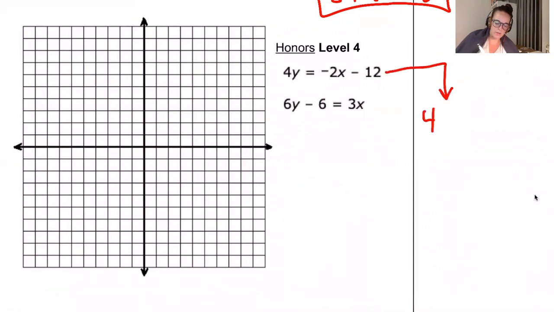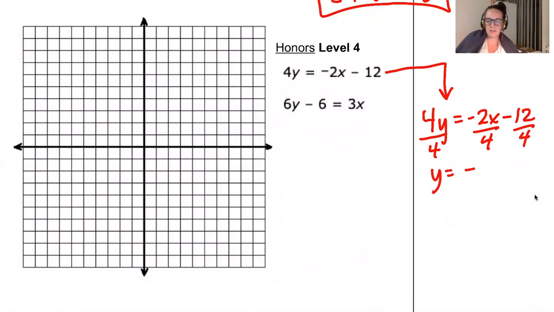So I have 4y equals negative 2x minus 12. I'm going to go ahead and divide by 4 on each one. y equals negative 2/4. I know I can simplify that to 1/2, so I'm going to do that now. And then minus 3. I'm going to go ahead and graph that super quick here. Awesome. I'm going to go ahead and graph this next one.